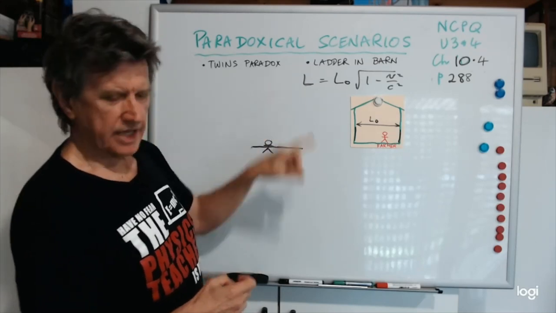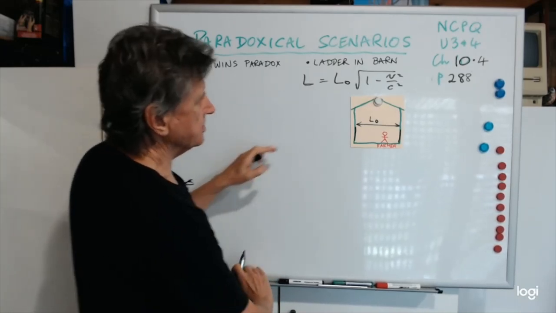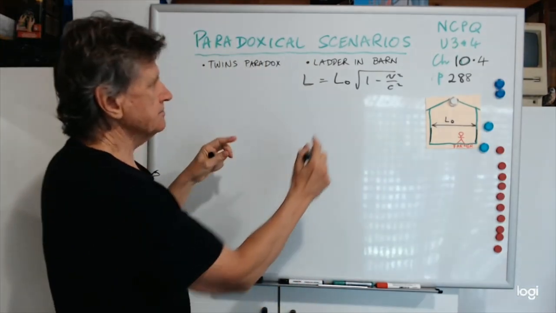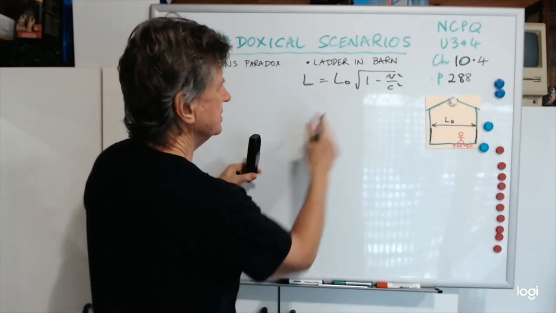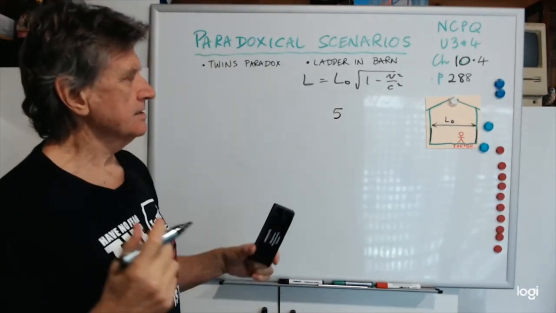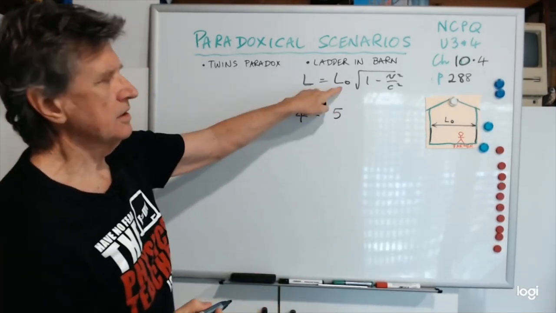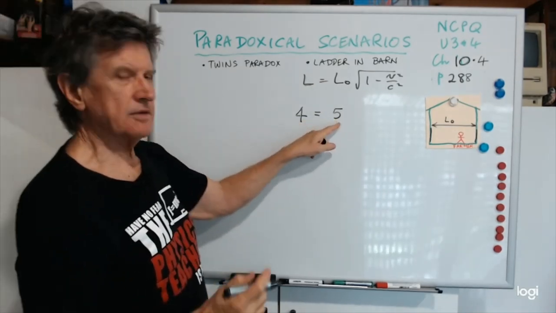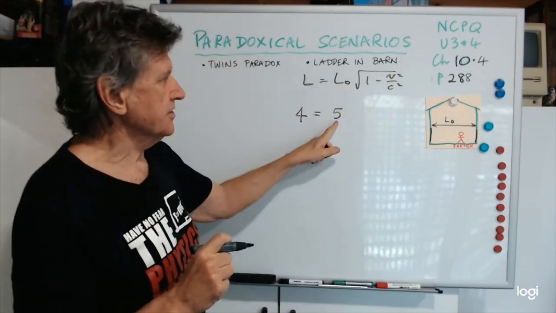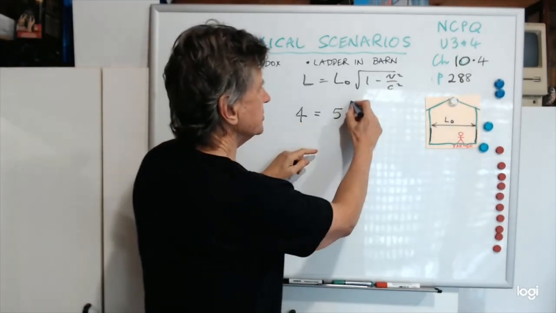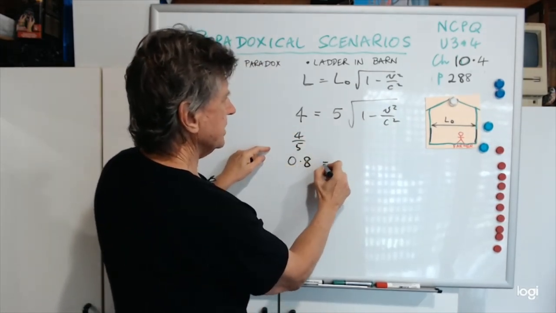So now I could do a calculation for that. I don't need to persist with this too long, but let's say the rod is 5 meters long, and it won't fit in the barn because the barn is only 4 meters. How can a 5 meter pole fit into a 4 meter barn? The pole has to contract down to 4 meters. What speed would the runner have to be going at for this to happen? You get 4 on 5, which is 0.8, equals that.